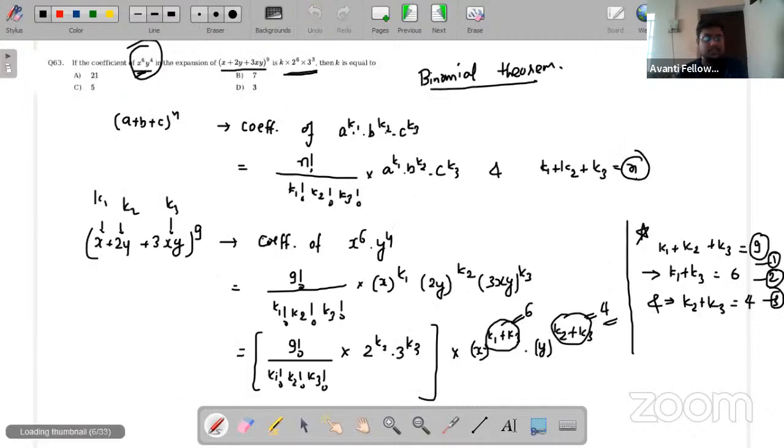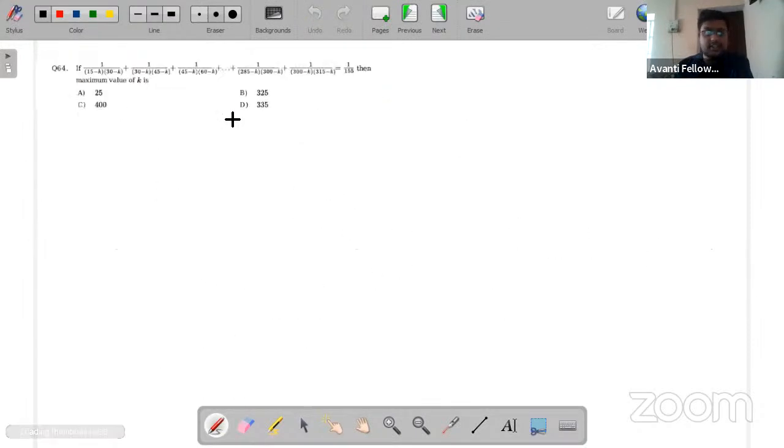So let's see which option is correct. k is equal to 7. B option is the correct option. Clear? The basic thing is, using the multinomial theorem, we have to find the coefficient. So we'll compare the x to the power 6 and y to the power 4 from the formula. Clear? This was an easy question if you remember the multinomial theorem formula.